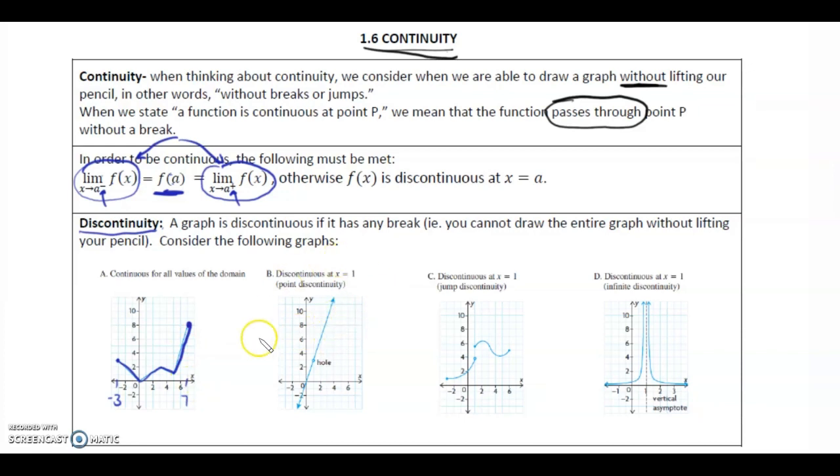Okay, so we've seen B before when we have a rational function and we factor out a binomial and cancel it out, it becomes a hole, right? A lot of times we're left with a linear function, but with a hole in there. So in other words, if we're drawing this line, oh, we get to a hole. You have to pick up your pencil, relocate on the other side, and then keep going. So when there's a hole, we say it's discontinuous at 1. And this is called point discontinuity.